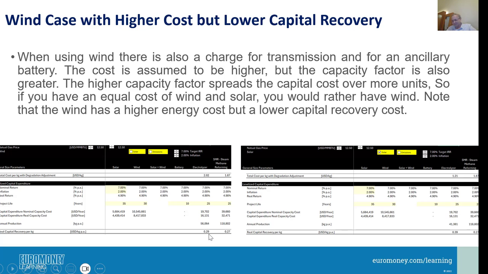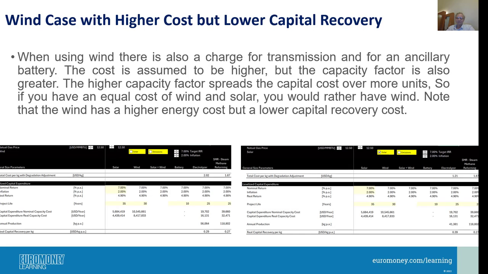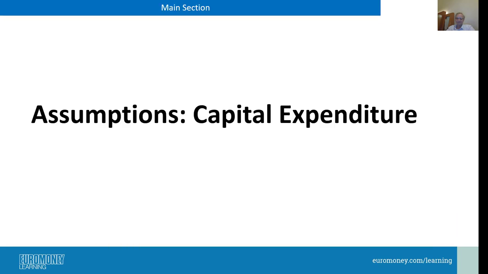Doesn't really work like that. We'll see. Okay. And then I have to talk about solar degradation and electrolyzer degradation. Solar degradation goes down like my brain's going down over time. Electrolyzer degradation is as if, it doesn't happen to me, as if I need to eat more each year to keep myself going. So it's an input versus an output. Just a little note on there.